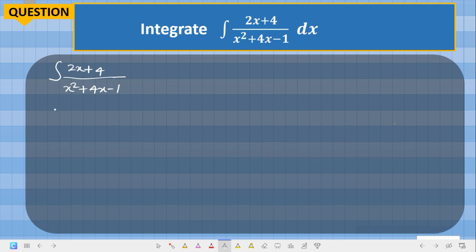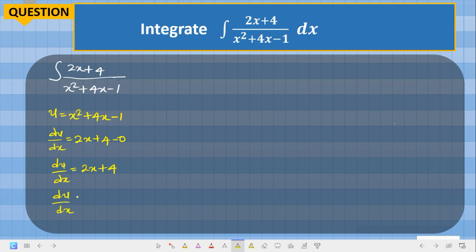How do we go about this? We can go about this by also making the u substitution. Let u be equal to x squared plus 4x minus 1. Then when you differentiate this, it's going to give you du over dx is equal to, differentiate x squared to give us 2x, plus differentiate 4x, it will give us 4, then minus 0. So du over dx is 2x plus 4.